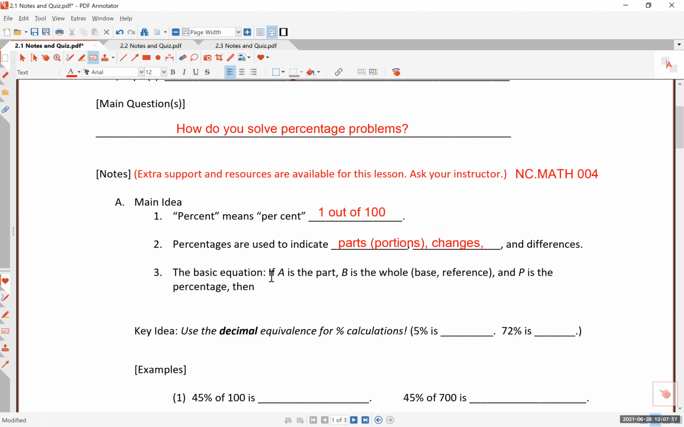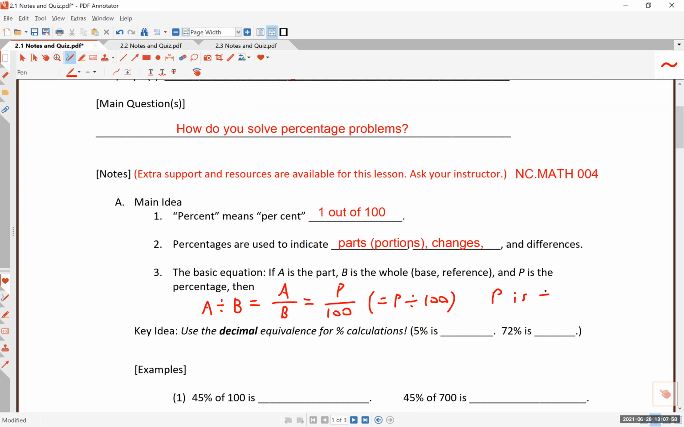Here's the basic equation. Now, this one you do have to know, and so I'm going to write this down. Let me go ahead and use my handwriting, because that's a little easier when we write mathematical notation. All right, so you know what this is? A over B. That basically means A divided by B. When you divide the number A by B, you can write that as a fraction, A over B. And this is P over 100. So this is, of course, P divided by 100, where P is the percentage.